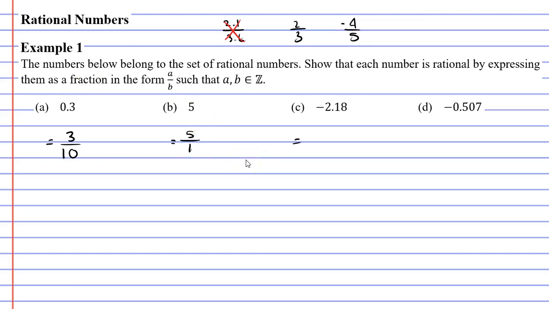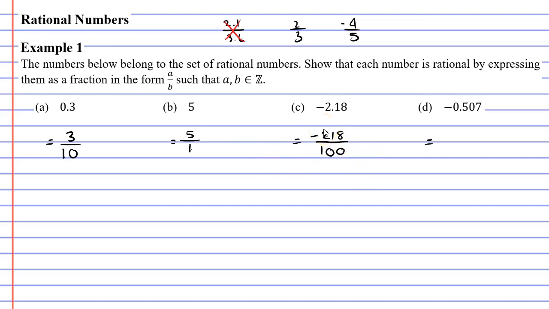Moving on to question C now, we just need to take out that decimal point so that instead of 2.18, our numerator is going to be just 218, being careful to put that negative out the front. Now you'll notice that we've got 2 digits after the decimal point. 2 digits means 2 zeros for our denominator, so we get 100.